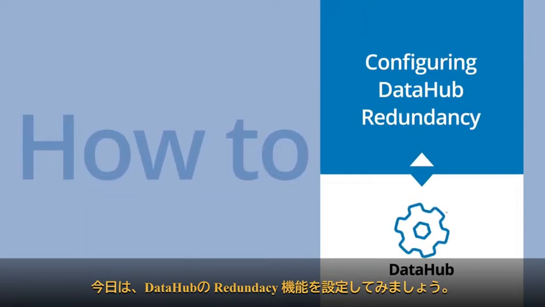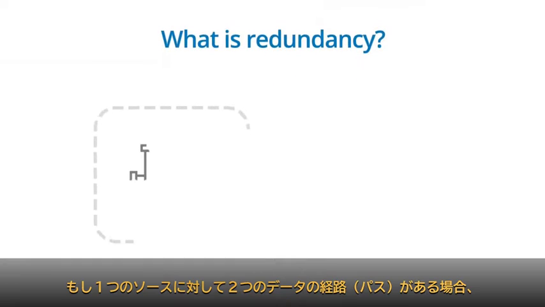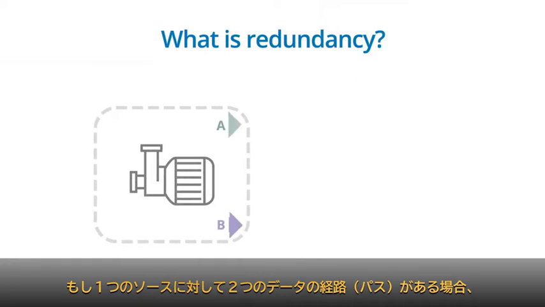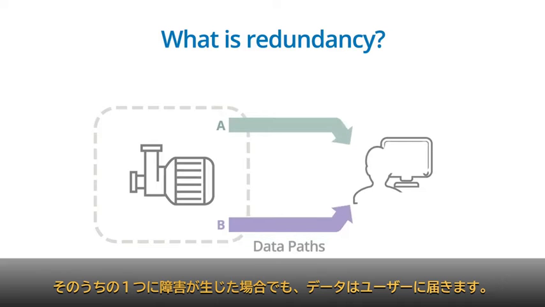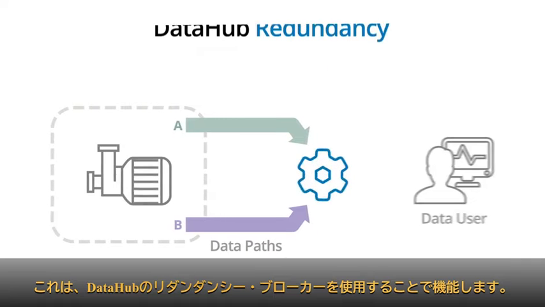Today, we are going to configure the DataHub's redundancy feature. So first, what is redundancy? It's when you have two data paths for one source, so that if one of the paths fail, the data still reaches the user. This works by using a redundancy broker like the DataHub.